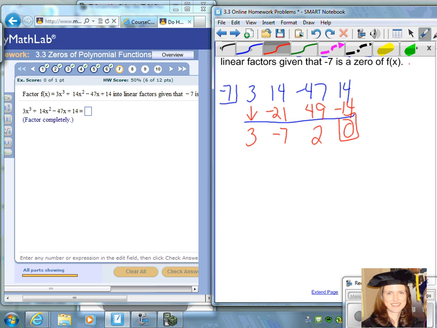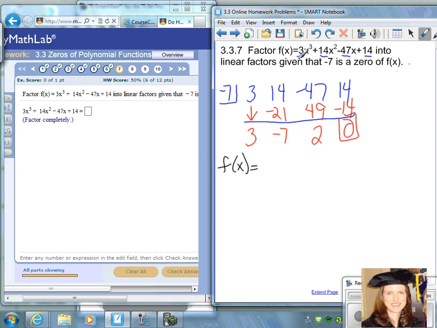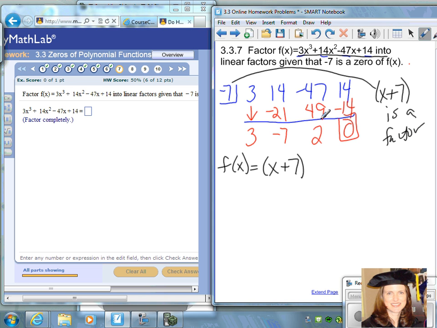So the polynomial function can be written as f of x, okay? All of this is the same thing as negative 7 in the box. That corresponds to a factor of x plus 7. Again, that says that x plus 7 is a factor. And then the other factors can be found by using what's below the line here. This is 3, this is an x to the third, so this has to be an x to the second and an x to the first. So the other factors are found by taking 3x squared minus 7x plus 2.